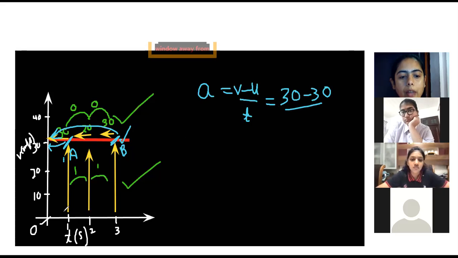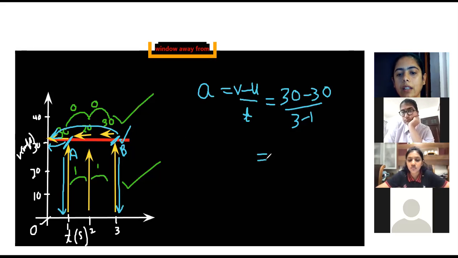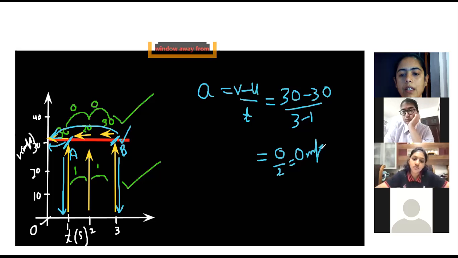With respect to A, you have the time 1 second. With respect to B, you have the time 3 seconds. So 3 minus 1, the change in time. When you do it, 30 minus 30 is 0, divide by 2. So your answer is 0 meter per second square. This is acceleration. Fine, 0 meter per second square.